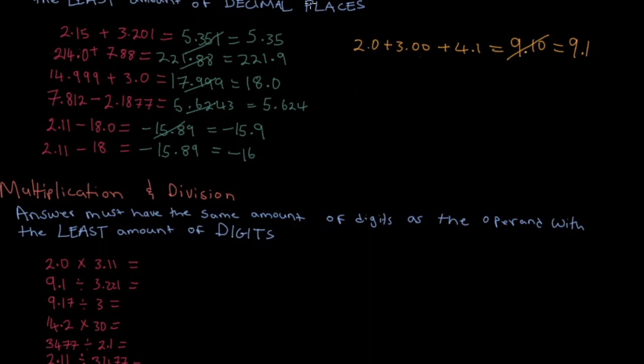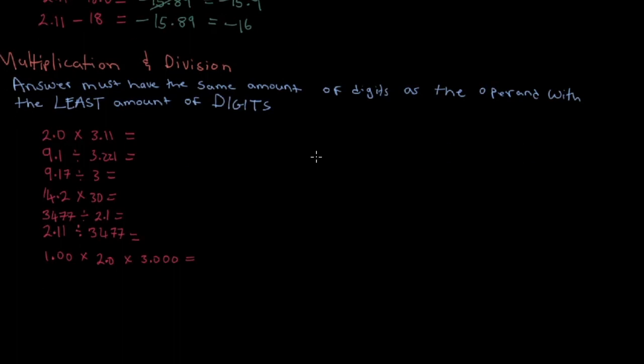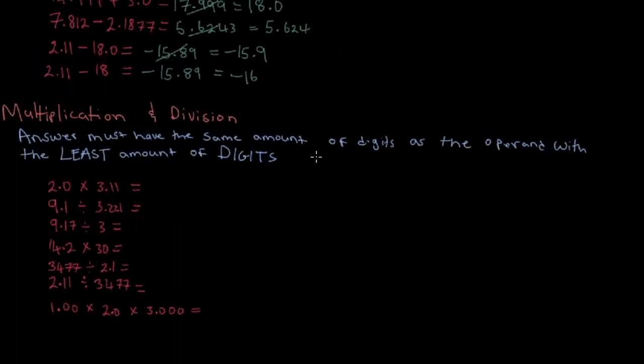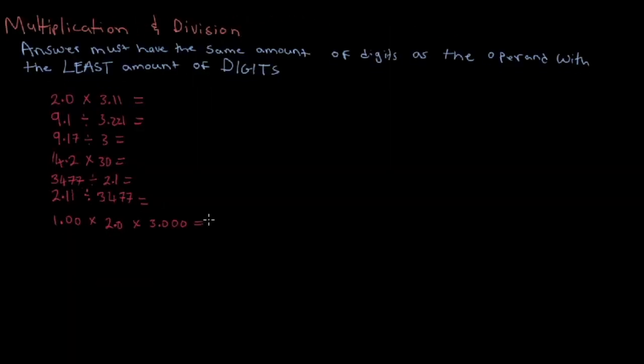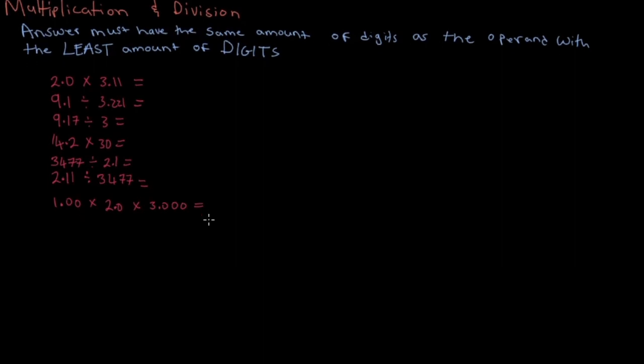So in the last bit of this video, we're going to talk about the rules for multiplication and division in terms of how many significant figures there are when you multiply and divide. So the rule for multiplying two numbers or more than two numbers, or dividing, is as follows. The answer must have the same amount of digits as the operand with the least amount of digits.